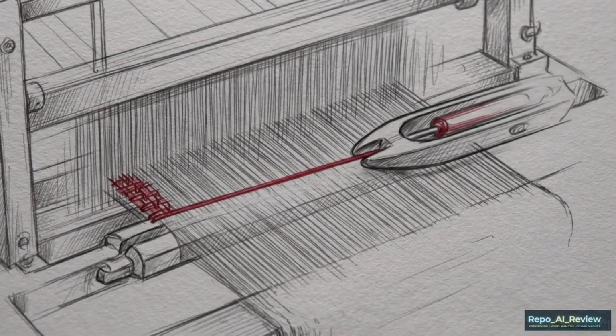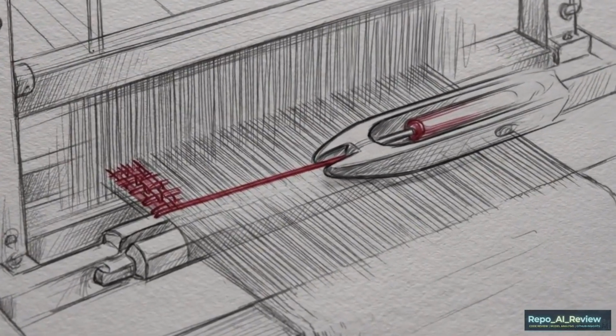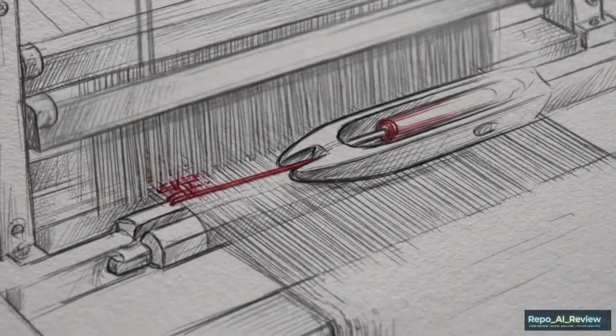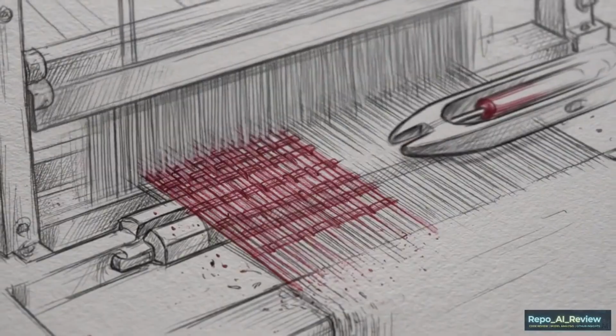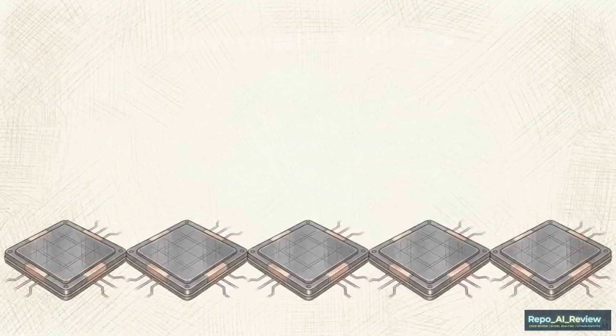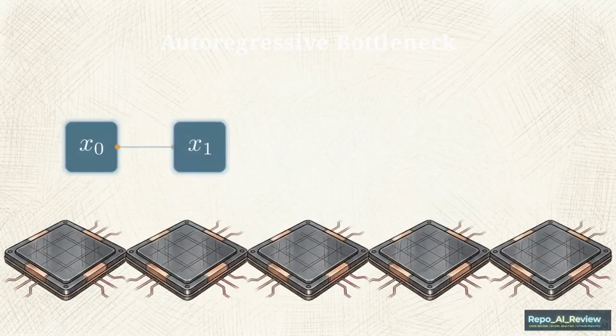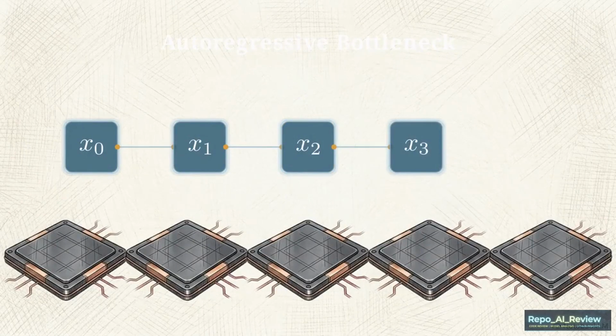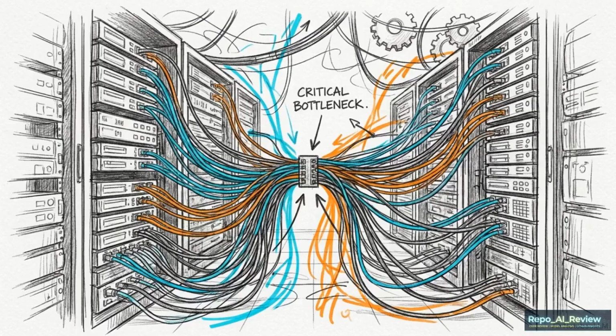how a mechanical loom operates. It places one single thread at a time, methodically dragging it across the warp to build a tapestry. This is exactly how standard large language models generate text, one token at a time, strictly dependent on the token right before it. This sequential process forces modern AI infrastructure into a severe bottleneck.